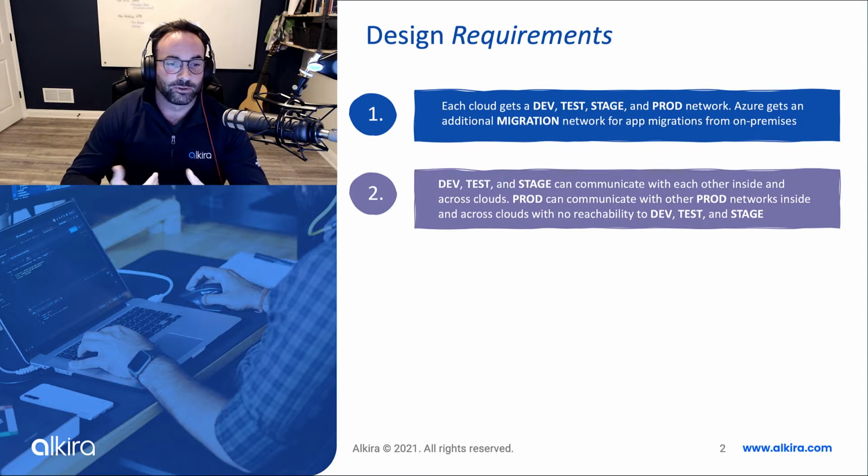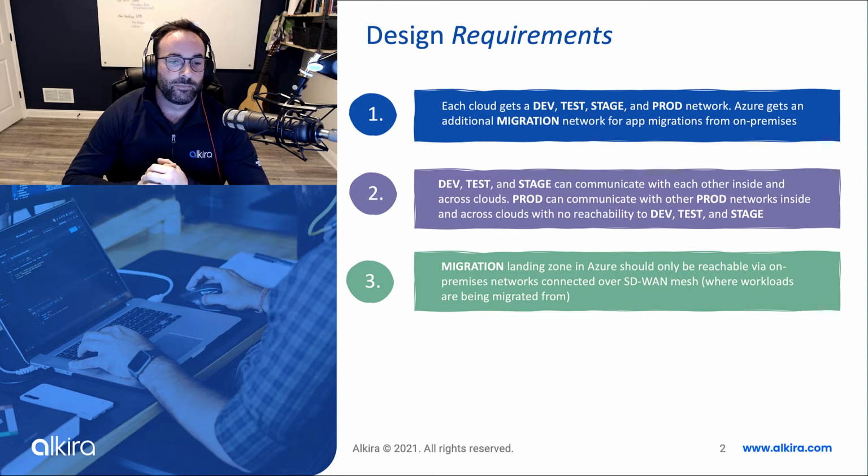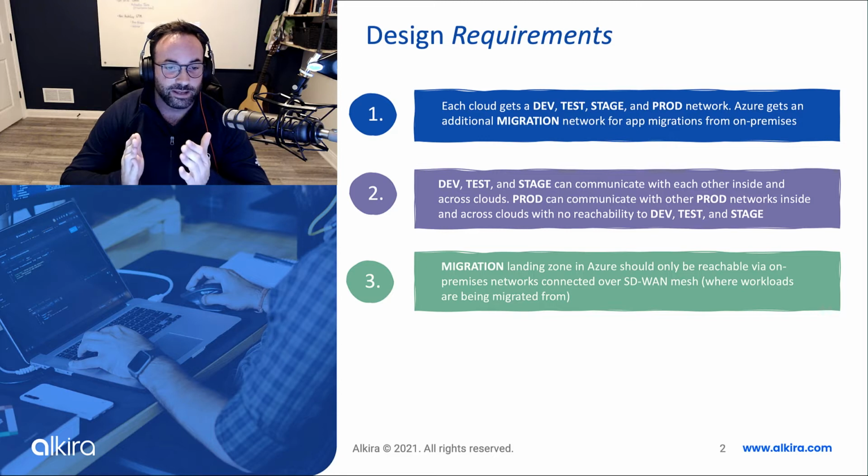For communication requirements, dev, test, and stage, we want to allow them to communicate inside and across clouds, but prod, on the other hand, we want to keep prod isolated. So while prod can talk to prod inside and across clouds, prod should not be able to reach dev, test, and stage. Migration landing zone in Azure, this should only be reachable via the on-premises networks where workloads are being migrated from. And we're going to do that over Viptela SD-WAN.